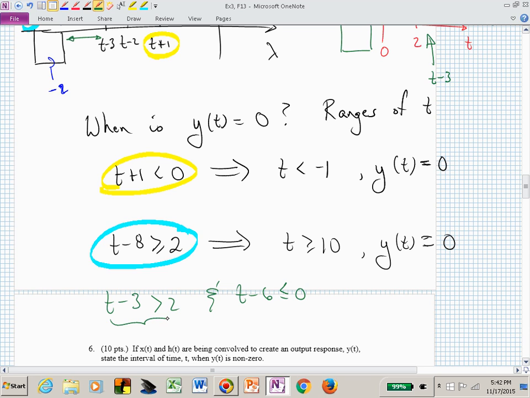From this one, what do we have? T is greater than 5, and this one is t is less than or equal to 6. So that now I know that y of t is equal to 0 for t greater than 5 and less than or equal to 6. And so now I have 3 different intervals of time when the output y is 0.